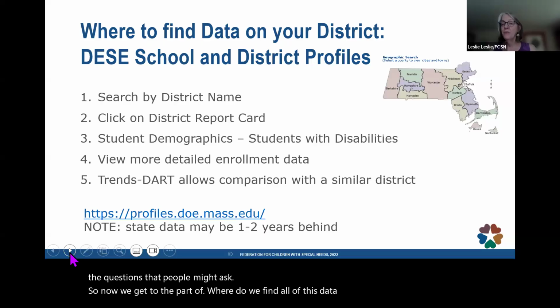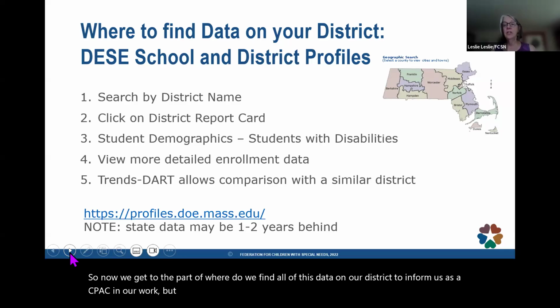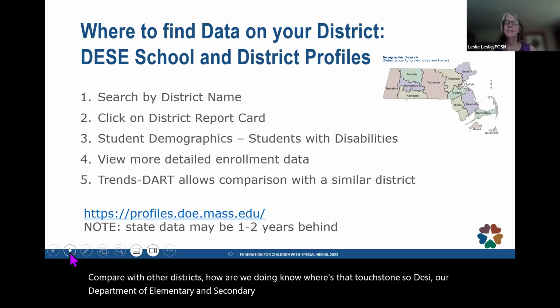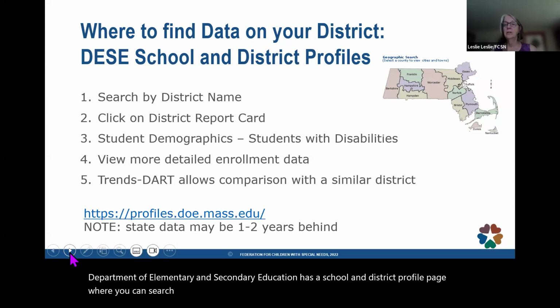on our district to inform us as a CPAC in our work, but also to shape and see how we compare with other districts. How are we doing? Where's that touchstone? So DESE, our Department of Elementary and Secondary Education, has a school and district profile page where you can search by region and get to your school district by name.